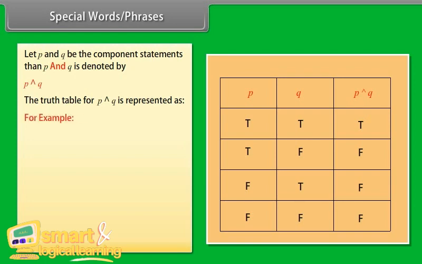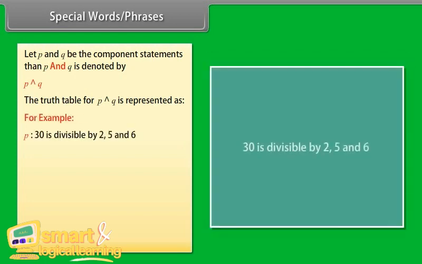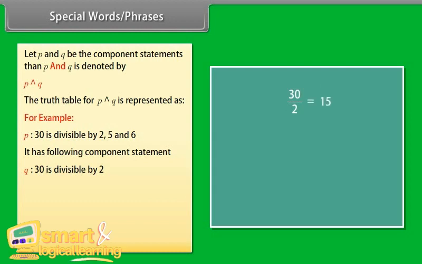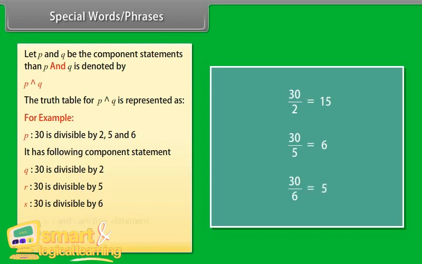For example, P is a statement that 30 is divisible by 2, 5 and 6. It has the following component statements. Q is a statement that 30 is divisible by 2. R is a statement that 30 is divisible by 5. S is a statement that 30 is divisible by 6. Q, R and S are true statements. Also, P is a true statement.